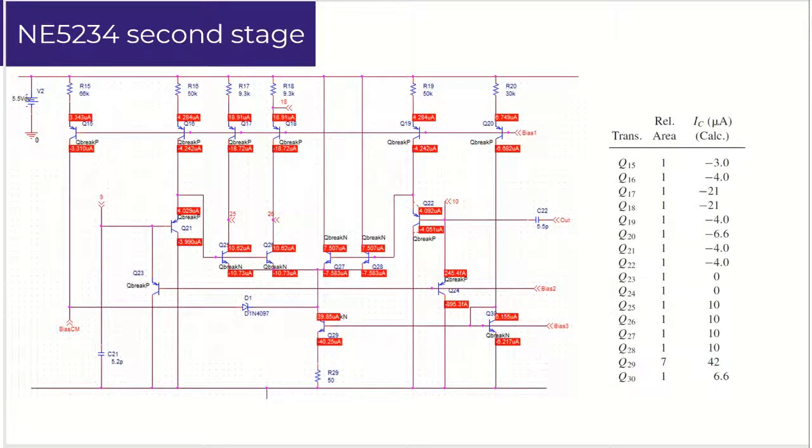This is the PSpice simulation of the second stage. The current of C15 flows through the diode D1 and creates a voltage drop of 0.4 volt. Also, the area of transistor 29 is 7,000.